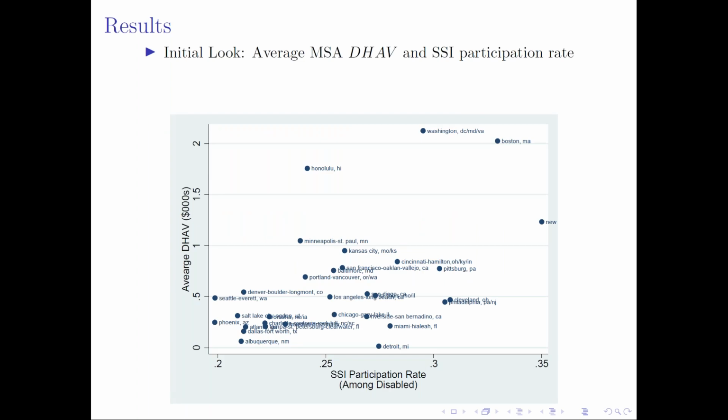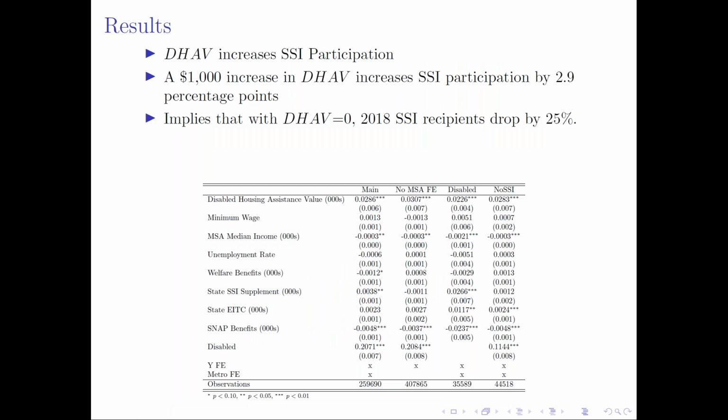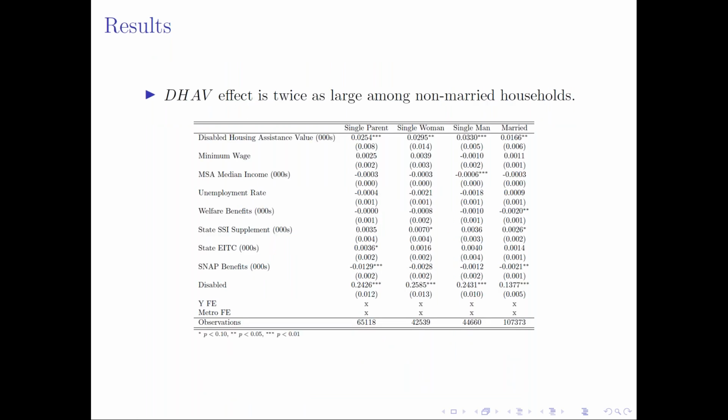I want to get to the results here since I'm going to run out of time. For our main results, in that first column, the very top coefficient is our coefficient of interest. This is saying that a $1,000 increase in the disabled housing assistance value, which is roughly a standard deviation increase, increases SSI participation by about 2.9 percentage points. This implies that if DHAV was equal to 0, meaning there was no preference given to disabled households, in 2018 overall SSI recipients among the adult population would drop by about 25%, which is a pretty large effect, we think.